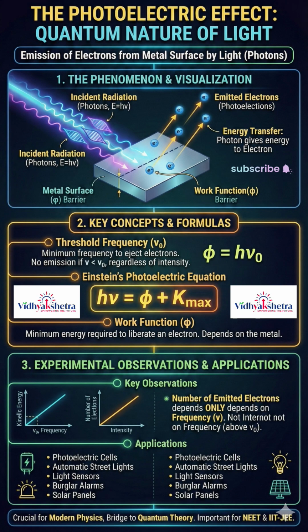The photoelectric effect is a phenomenon in which electrons are emitted from the surface of a metal when electromagnetic radiation of sufficiently high frequency falls on it. This effect was first observed by Heinrich Hertz and later explained successfully by Albert Einstein in 1905 using the quantum theory of light. Einstein's explanation of the photoelectric effect provided strong experimental evidence for the particle nature of light and earned him the Nobel Prize in Physics.